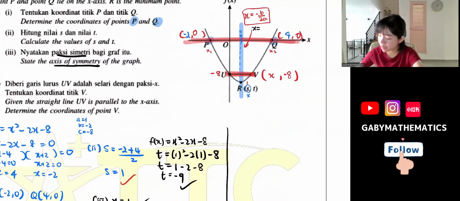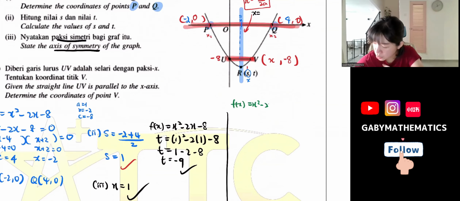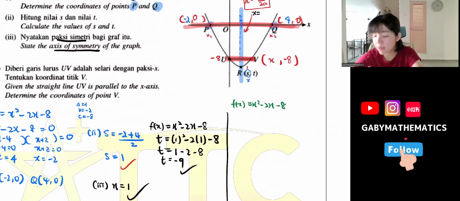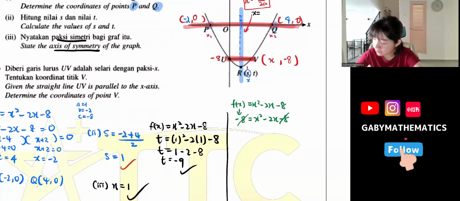So we sub into the function. The function we already have: f(x) equals x squared minus 2x minus 8. Now I have y, I want to find x. So for f(x) here you put negative 8. x squared minus 2x minus 8, negative 8, negative 8, 0. So I left x squared minus 2x equals 0.